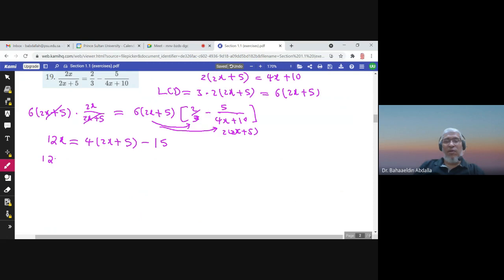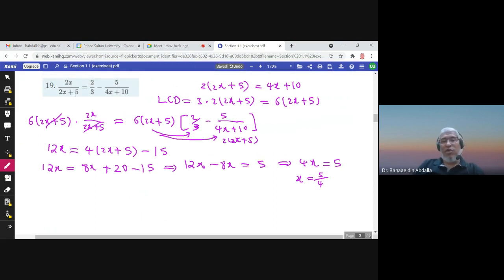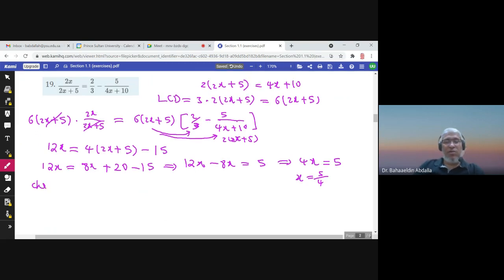Now 12x would be equal to 4 times 2, 8x, 4 times 5, 20, minus 15. I would like to take 8x to the other side, so I subtract 8x. So let me write 12x minus 8x equals 20 minus 15, which is 5. 12 minus 8 is 4, so 4x equals 5. Then x would be 5 over 4. And you can check it in the original equation to make sure that your answer is correct. Let us check it this time.